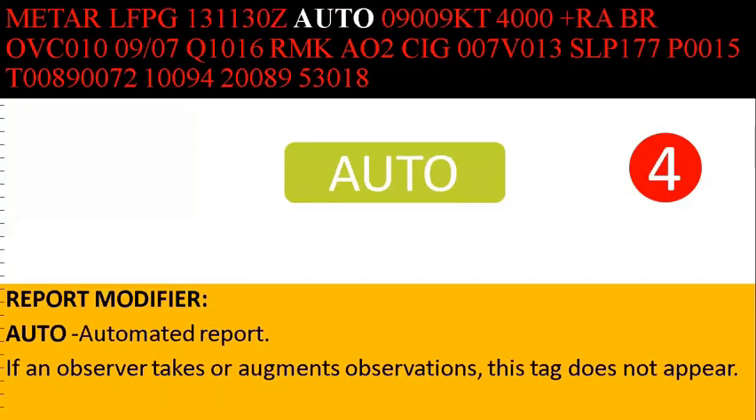Next element is report modifier. Here you will get auto or COR. Auto stands for automated report. It indicates a fully automated report with no human intervention. All observations are based on sensors reading, automatically read by the system, and report is generated accordingly. If an observer takes or augments observations, this auto tag does not appear.